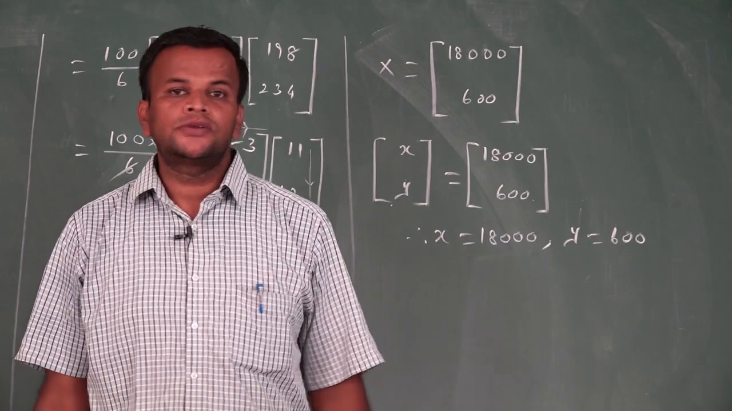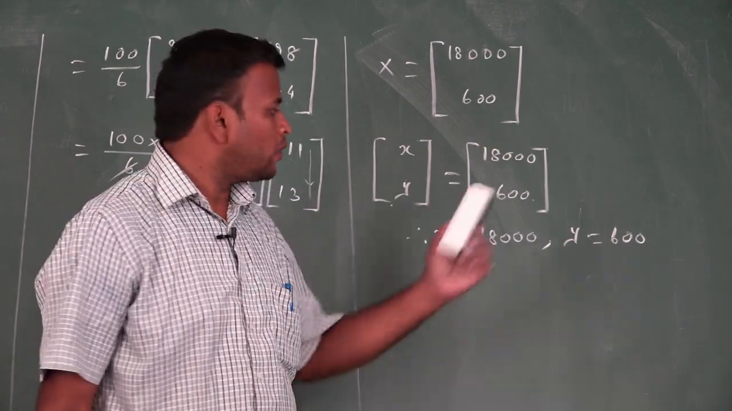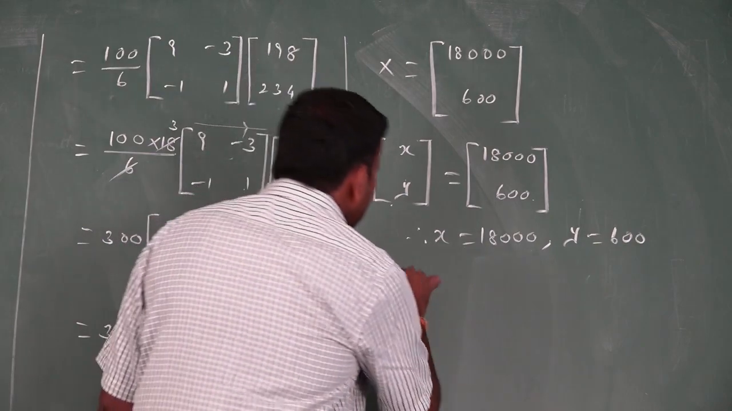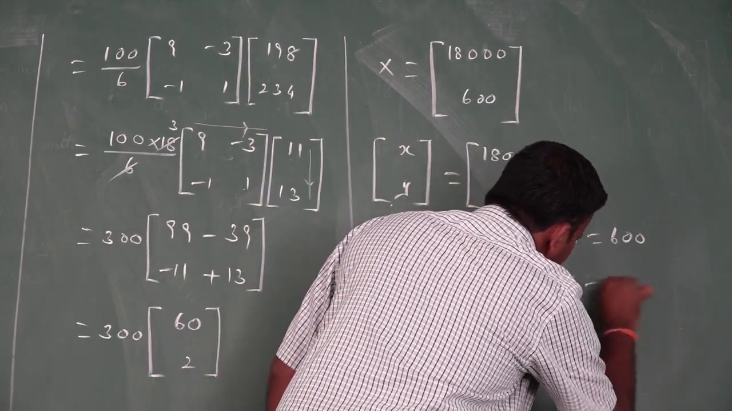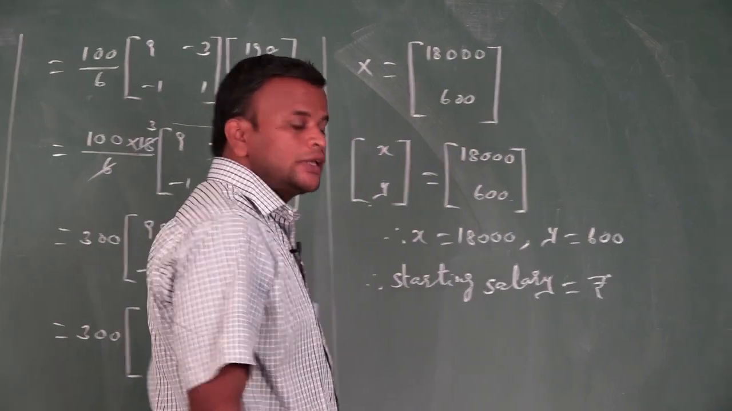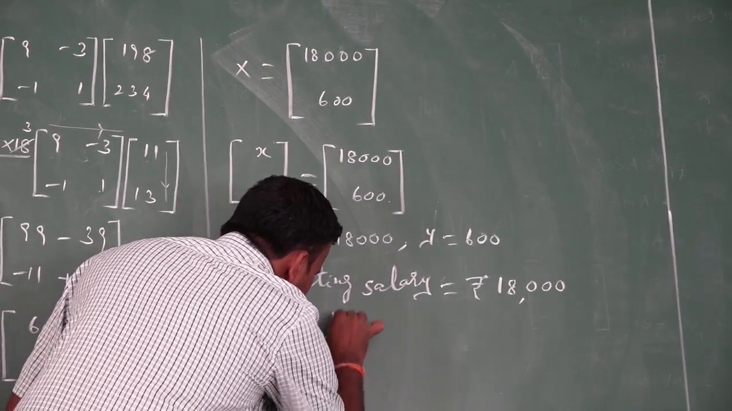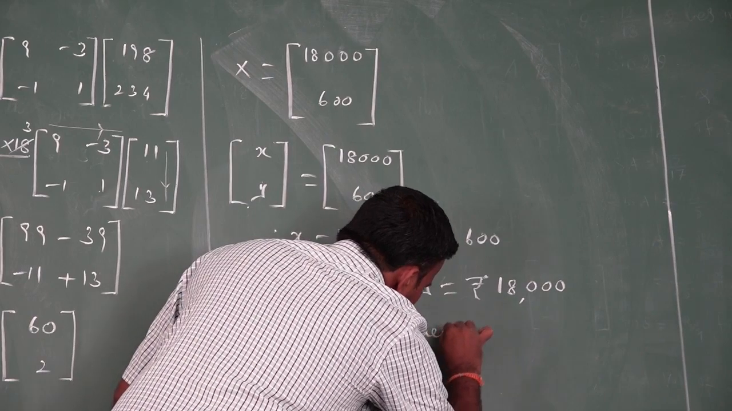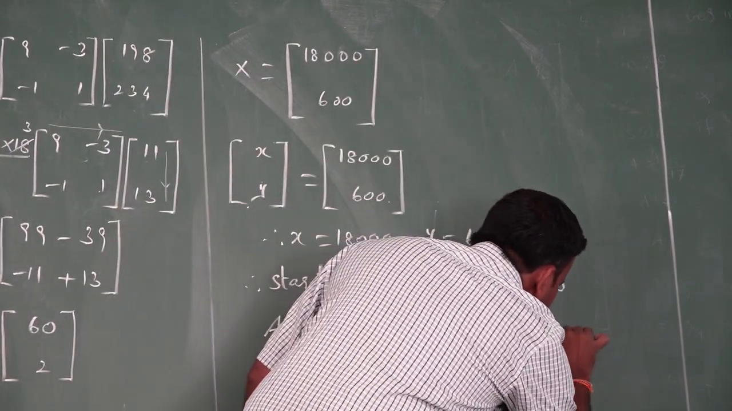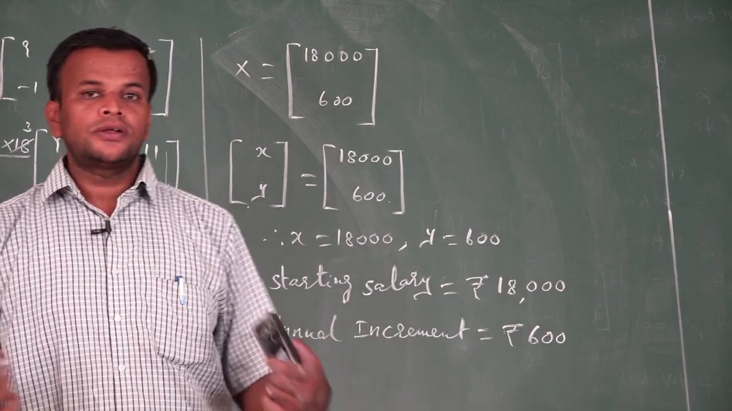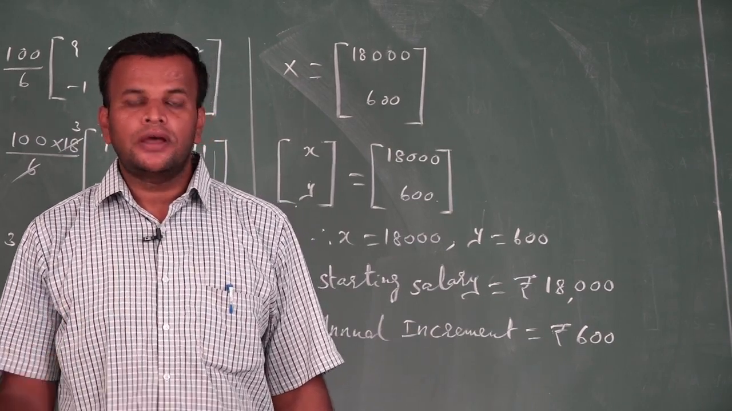But our question is not to find X and Y. It's a word problem. So we must find the conclusion where X indicates the starting salary and Y indicates its annual increment. Therefore, the starting salary of the person is rupees 18,000 and Y indicates the annual increment. The annual increment is rupees 600. So a person is joining with starting salary 18,000 and fixed annual increment 600.